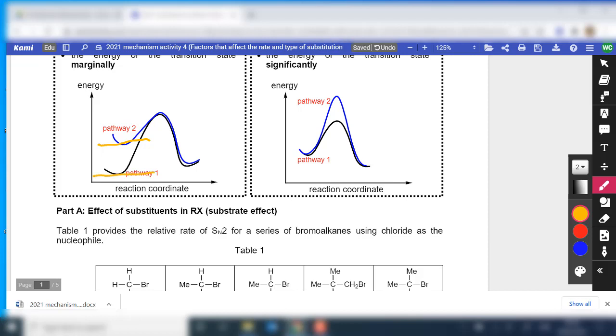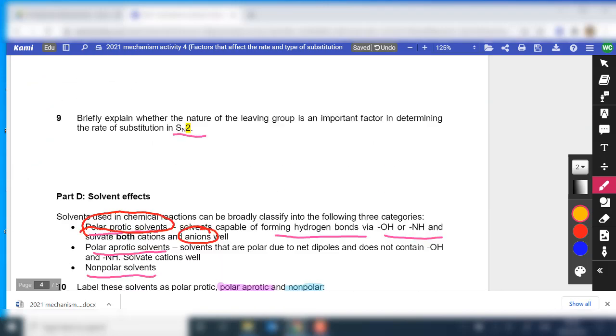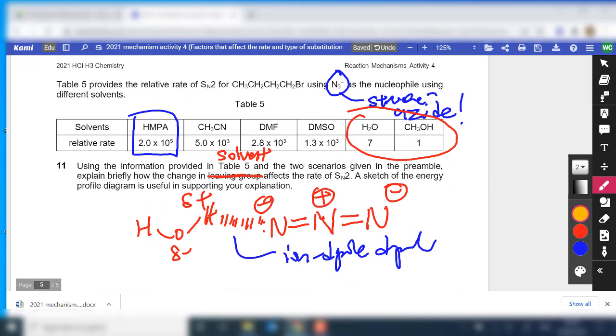Pathway 1 will represent the pathway for a polar protic solvent. Pathway 2, polar aprotic solvent. When the nucleophile is well stabilized, the activation barrier to reach the transition state is way higher than one that is not as stabilized. From here you can see that this is shown by the difference in the relative rates. Those that are stabilized, the rate is way slower than those that are not so stabilized.